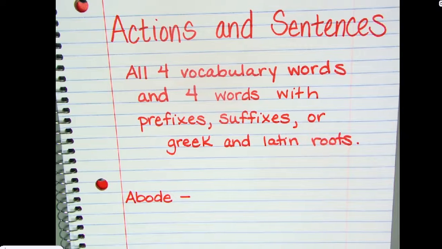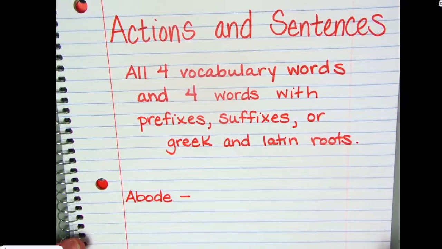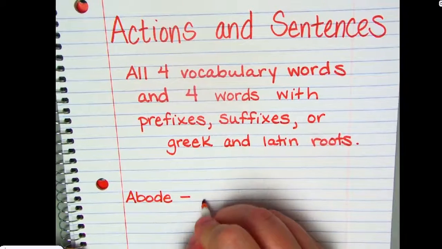So by the end of this activity, you would have 8 sentences and 8 actions for the 4 vocabulary words and 4 words that include prefixes, suffixes, or Greek and Latin roots. Let's write a sentence for abode. So if I'm thinking about abode, that means that it's a home. So I'm going to think about maybe where a home is located. And I'm going to write a sentence about my abode.